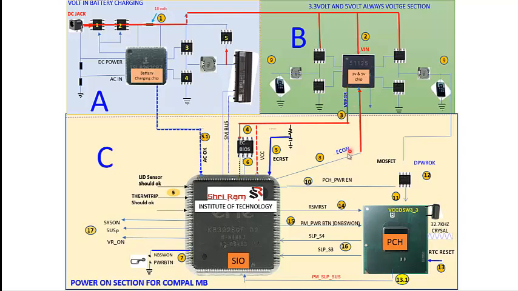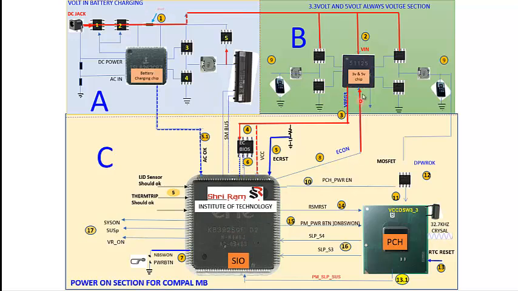Suppose this EC ON signal is not generated by the SIO, then in that case either your SIO could be faulty or your BIOS may be corrupt. If all criteria are perfect, but after pressing the power button SIO is not generating the EC ON signal, that means either your SIO could be faulty or BIOS may be corrupt. So first you have to flash the BIOS, and if the problem is still not solved, then you have to replace the SIO. So like that, SIO will generate this EC ON signal.